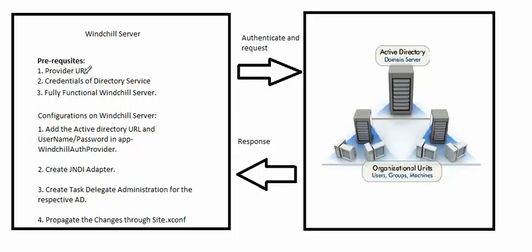The provider URL is used for authentication. Basically we use a global port like 3268, and the local LDAP port is 389. The local LDAP port is for the Windchill server pertaining to local users, and 3268 is the global port for an Active Directory.